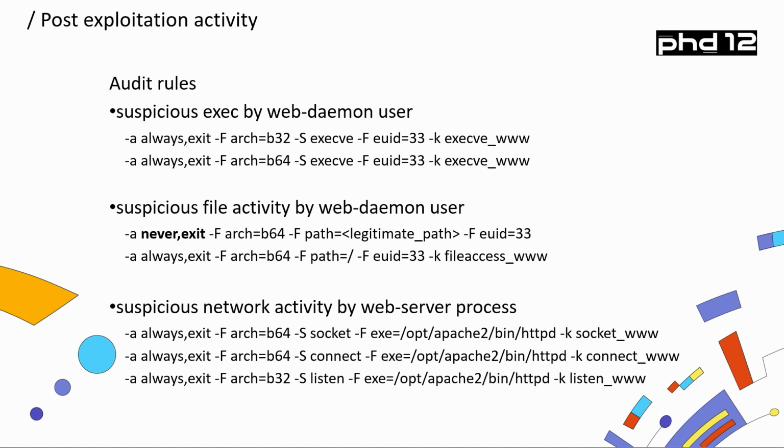Now a little bit about post-exploitation activity. There are audit rules for suspicious exec activity by the web daemon user, suspicious file activity by the web daemon user, and suspicious network activity by web server processes. According to the first two points, we can find a lot of useful information. If the attack actually developed, you'll be able to find the traces, because it's a web server, it's web interaction, and you'll be able to find the internal connection too.